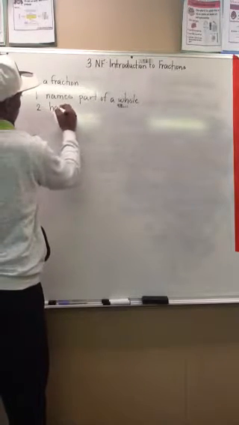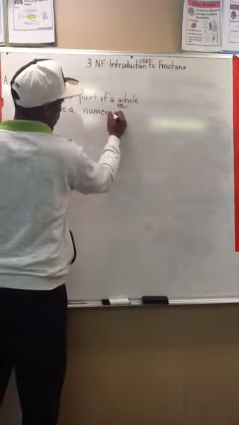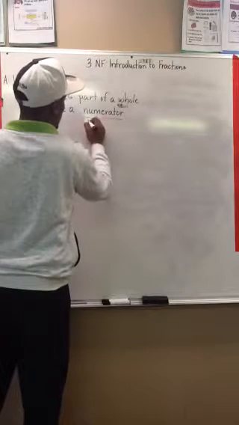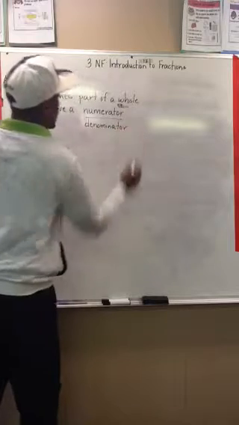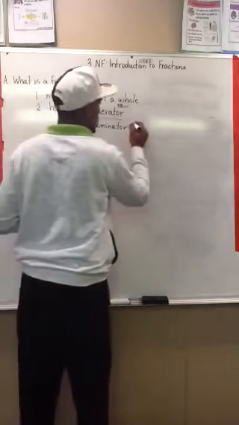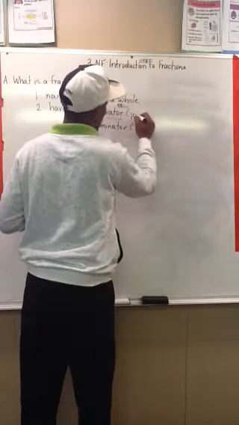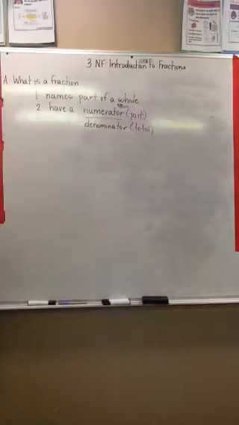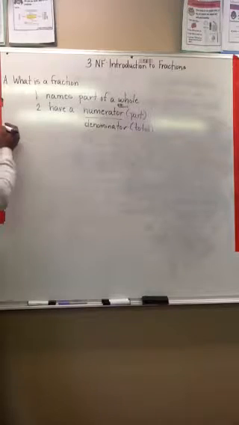Fractions have a numerator and a denominator. The numerator is the portion or part that we're talking about. The denominator is everything represented, or the total. Okay? So it's important to understand that a fraction has three parts. It has a numerator, a fraction bar, and a denominator. Okay?